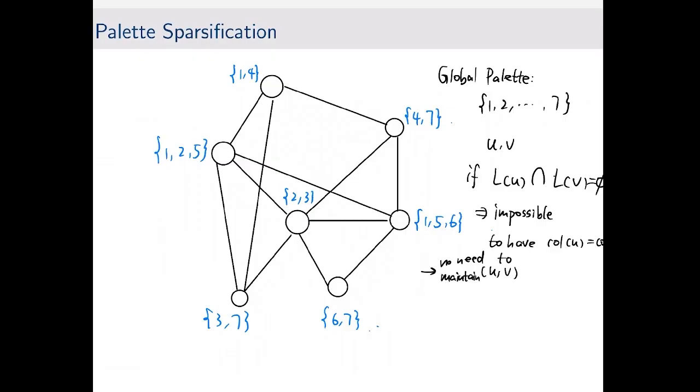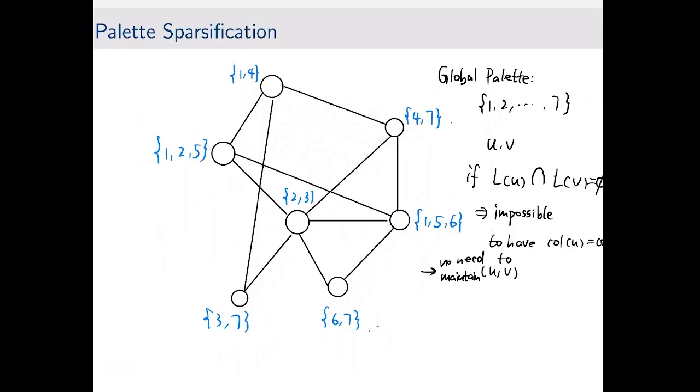Okay, so in this example, we have some list of colors. For example, this vertex has colors 1 to 5, and this one is drawing from 3, 7. So we know that these two vertices will never have a conflict. So we can actually remove this edge.